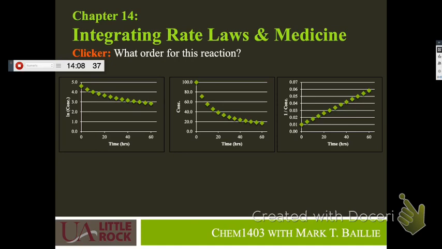So what order is this reaction? Second order. Okay? If this was linear, neither of the other two would be. If it's only concentration versus time, what order would that be? Logan, how did you know that?